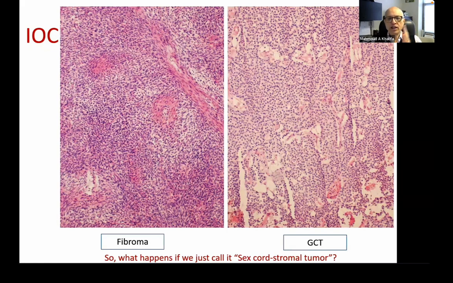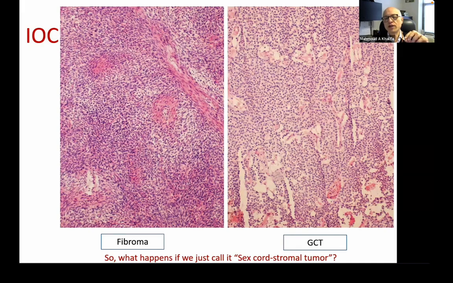So sex cord stromal tumor during intraoperative consultation, I don't like this diagnosis during intraoperative consultation, because if you tell the surgeon sex cord stromal tumor, which one of them? Is it granulosa cell tumor? Is it Sertoli cell tumor? If you tell me granulosa or you tell me Sertoli, I'm going to take the lymph nodes out. If you tell me fibroma or thecoma, I will not. So I don't like using the term sex cord stromal tumor.